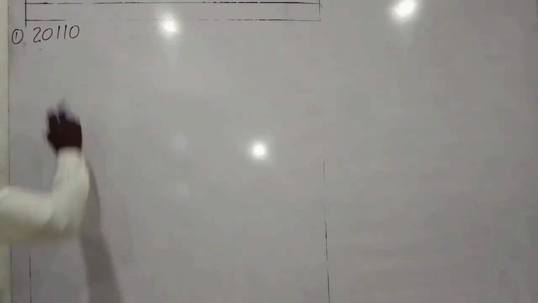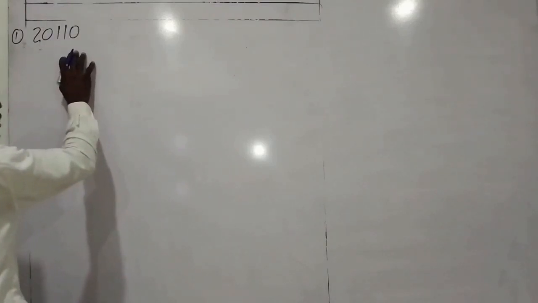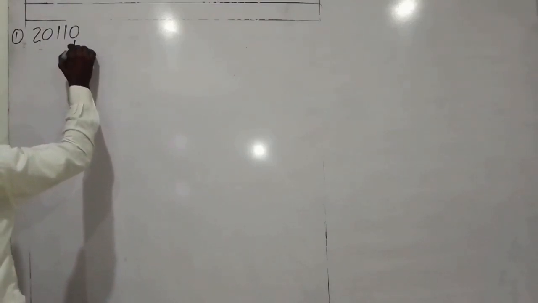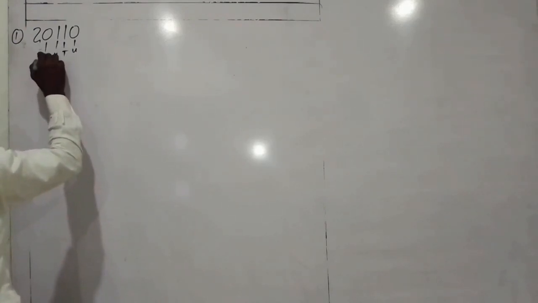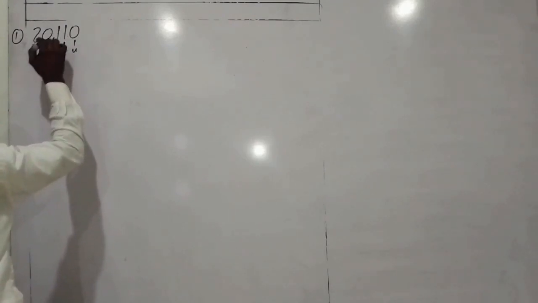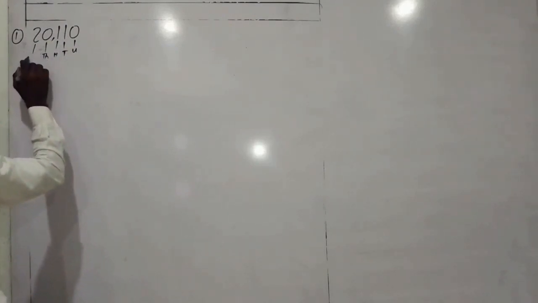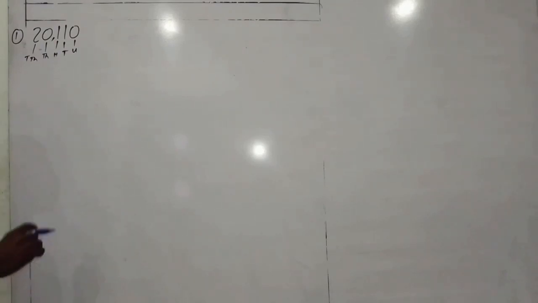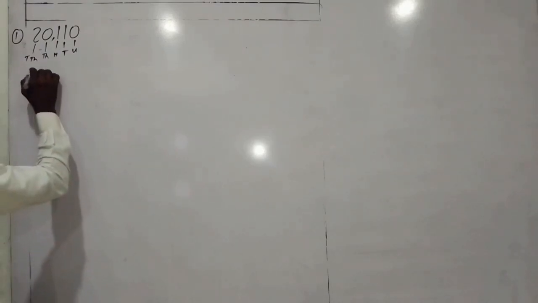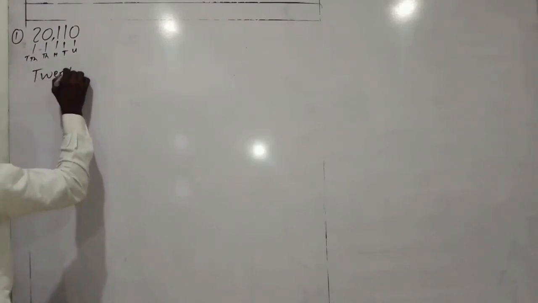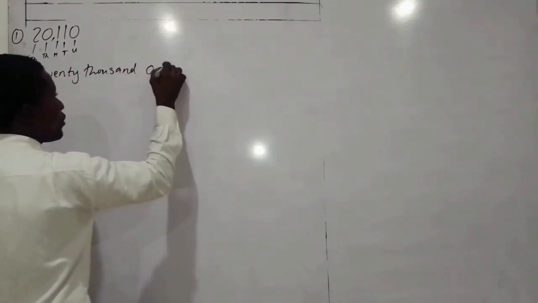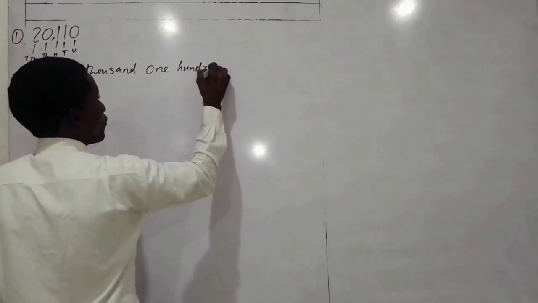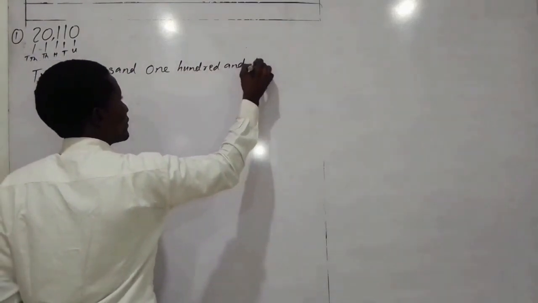Write 20,110 in words. Now, before we express this number in words, we need to consider the place value of each number here. And what are the place values? 0 is unit, 1 is tens, 1 is hundred, 0 is thousand, and 2 is tens of thousand. Now, let's write this in words. This will be twenty thousand, one hundred and ten.